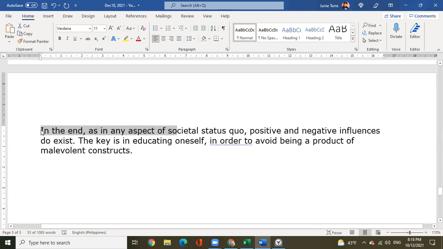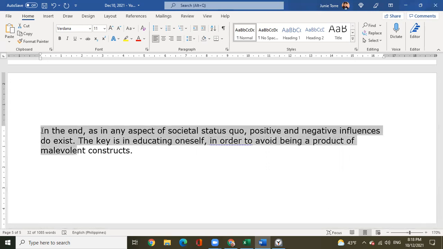In the end, as in any aspect of societal status quo, positive and negative influences do exist. The key is in educating oneself in order to avoid being a product of malevolent constructs.